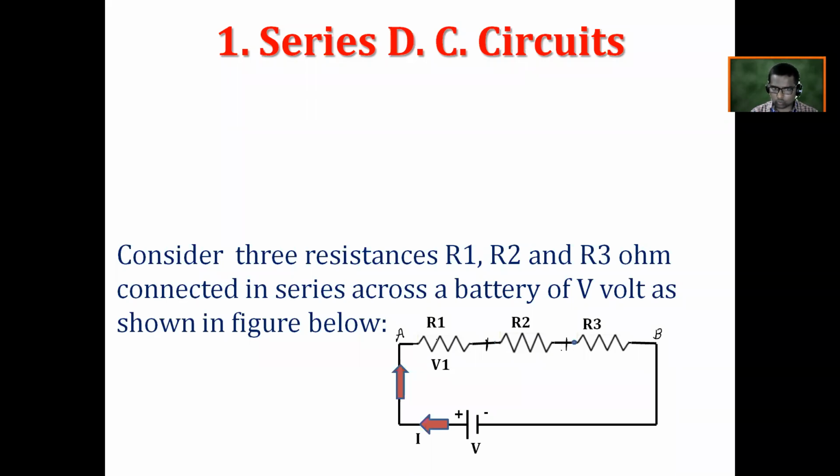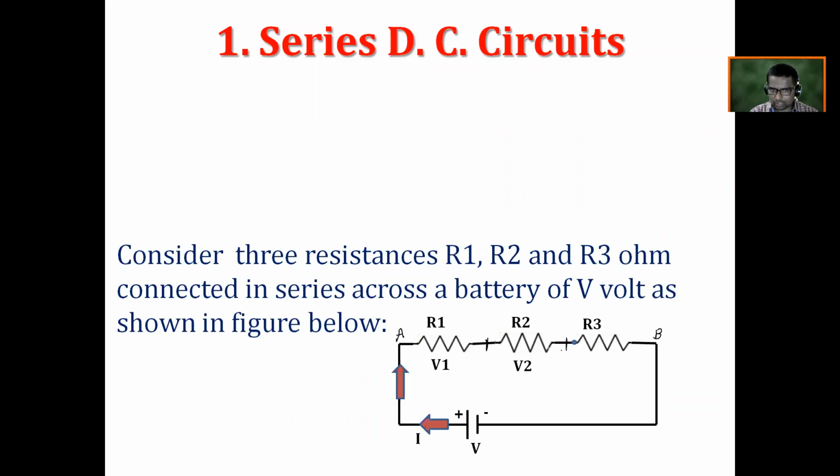How much current flows through R1? It's I ampere. I have shown that current here. It means that the same current flows through all these three resistances. Then we say that there is only one path for the flow of current. Whatever current flows through R1, the same amount of current flows through R2 also. And when the current flows through R2, definitely voltage is developed across R2. Let me consider that it's V2.